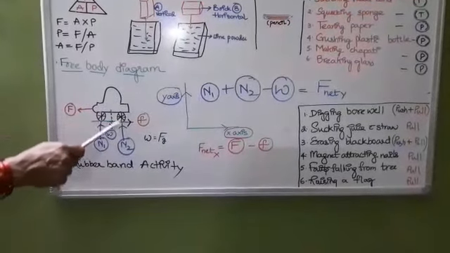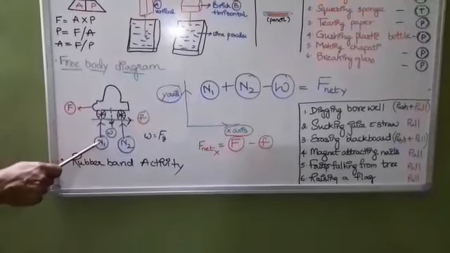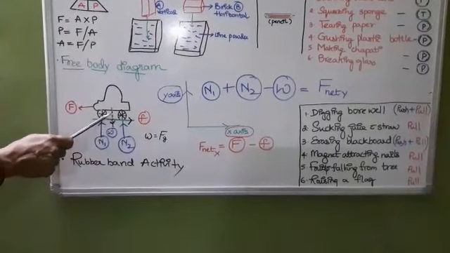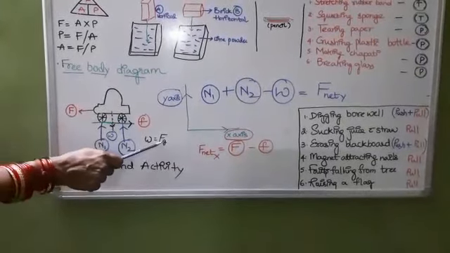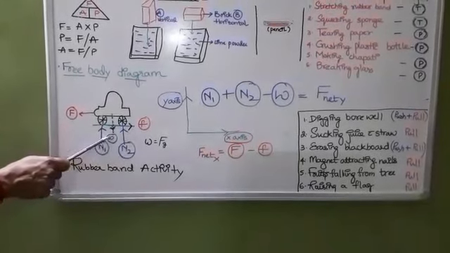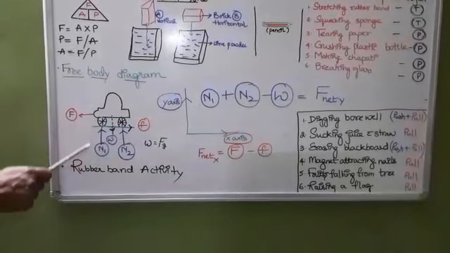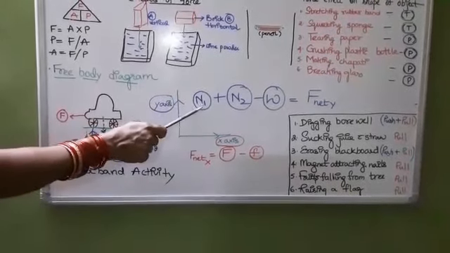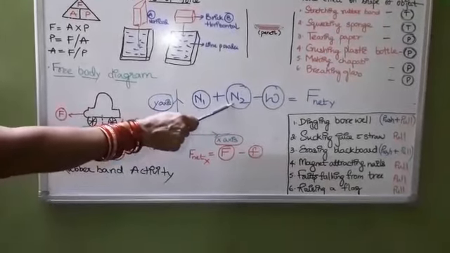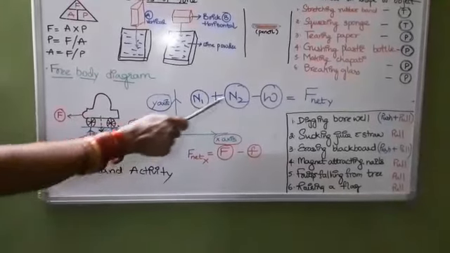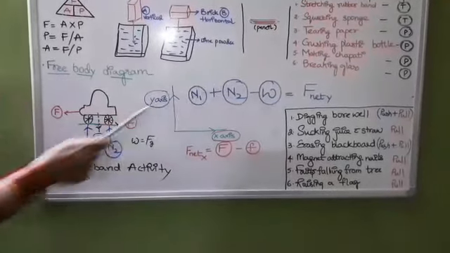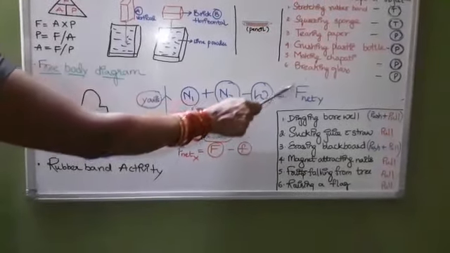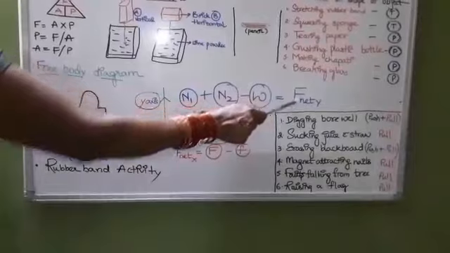On the y-axis, two normal forces are there, N1 and N2. Here W is the gravitational force. So the net force on the y-axis is N1 plus N2, which are the normal forces, minus W, where W is the gravitational force. Then we get the net force on the y-axis.